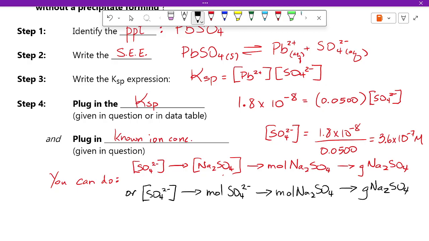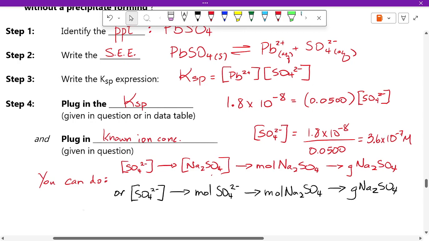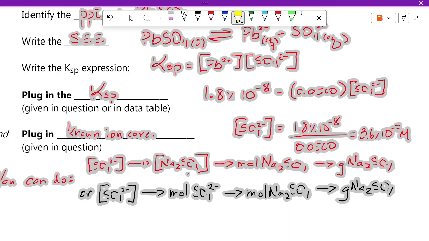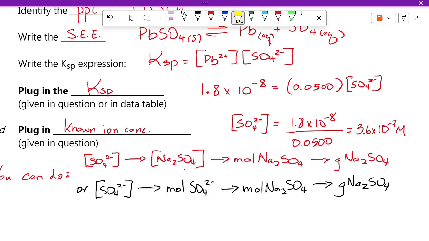It doesn't matter. There's two pathways you can take. You can take the concentration of sulfate and say that's going to be the same as the concentration of Na2SO4 because they're 1-to-1. And then you can find your moles of Na2SO4. So you can start by going from sulfate concentration to sodium sulfate concentration, or you can start by going from sulfate to moles of sulfate and then switch to your other compound once you're in moles. It doesn't matter. Either way is perfectly good.